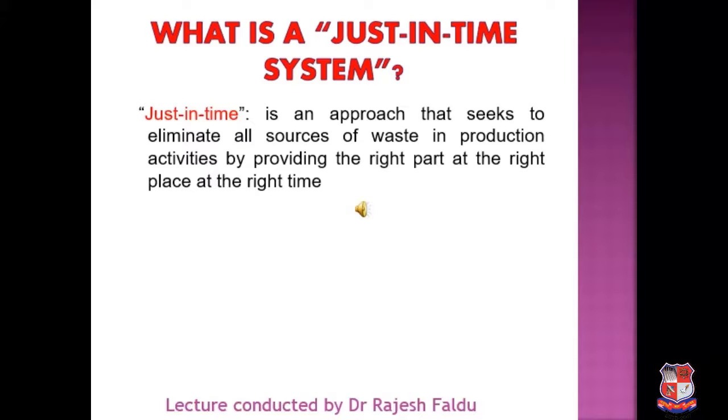Just-in-time is an approach that seeks to eliminate all sources of waste in production activities by providing the right part at the right place at the right time. A just-in-time production system is thus a type of production scheduling and inventory management system in which products are produced in just the right quantities to supply to final customers or the next stage of production at just the right time. No inventory is kept in anticipation of demand.